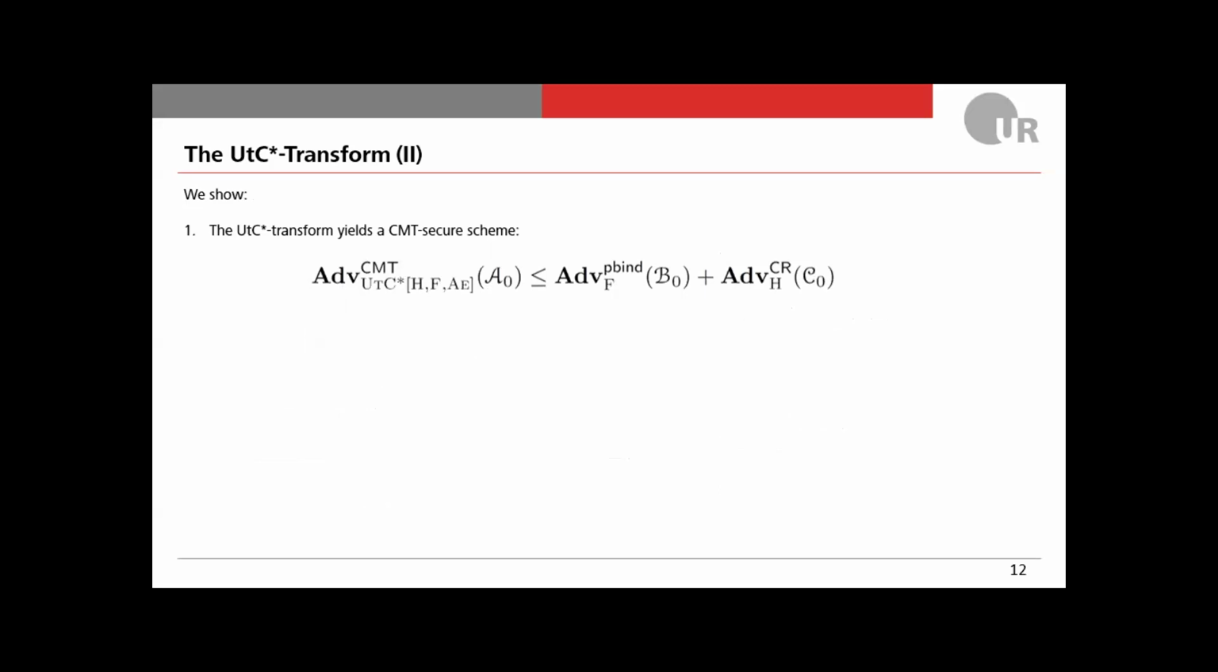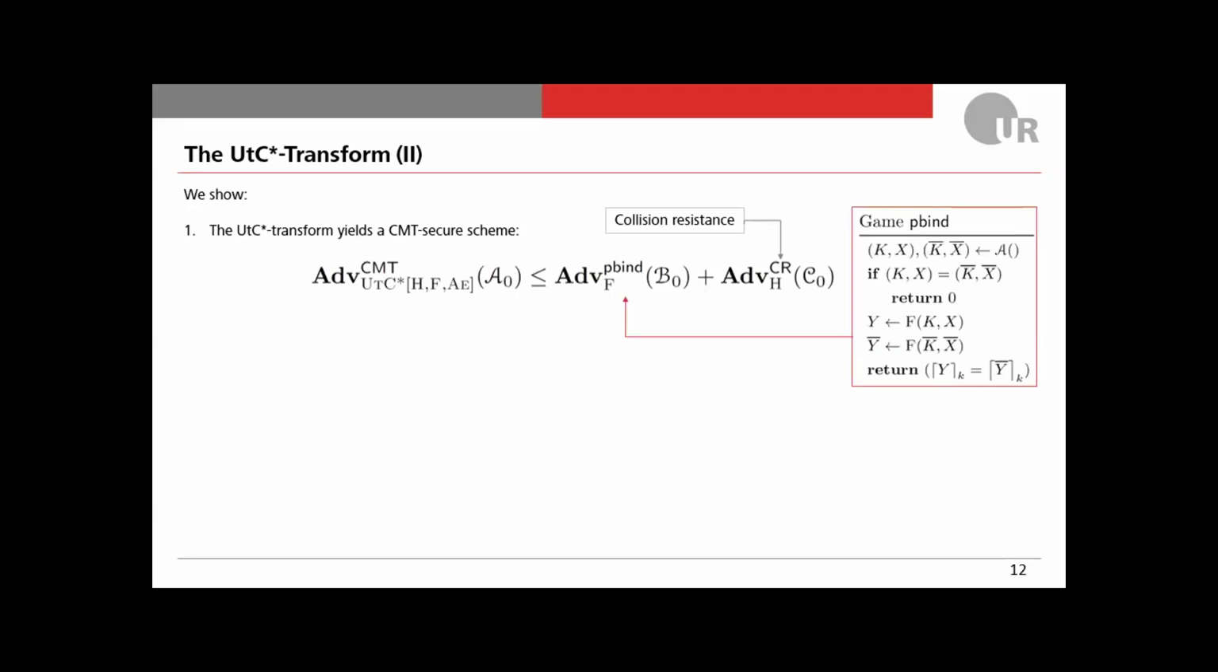Okay, we prove the following results regarding the security of the UTC star transform. So firstly, we show that a UTC star transformed AE scheme is committing secure if, for one, the underlying hash function is collision resistant, and secondly, if the function F fulfills partial bindingness, which is a notion from Bellare and Hong. Here, the adversary has to find 2 different key input pairs such that their evaluation under F partially agrees. So the first K bits agree. And here K is the so-called commitment length, which is practically the length of the value P from the slide before.